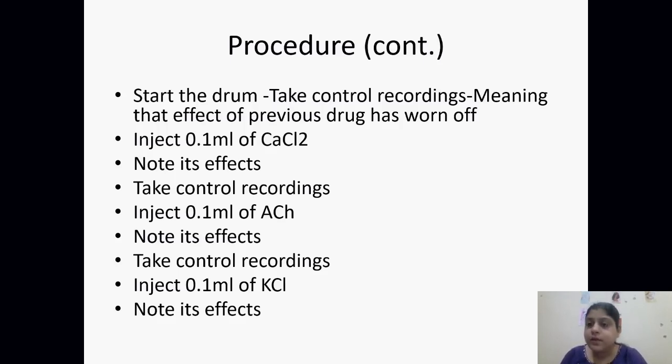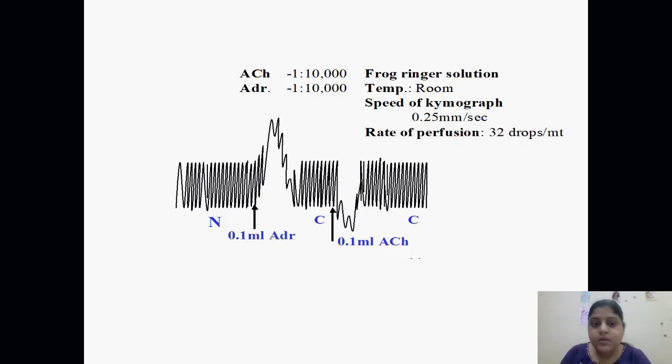So this is how we see the effect of the stimulant and depressant drugs. Potassium chloride is the directly acting depressant, acetylcholine is the indirectly acting depressant, calcium chloride is the directly acting stimulant, and adrenaline is the indirectly acting stimulant. When we give 0.1 ml of adrenaline after the control contractions, there is an increase in heart rate and an increase in the amplitude of contractions.